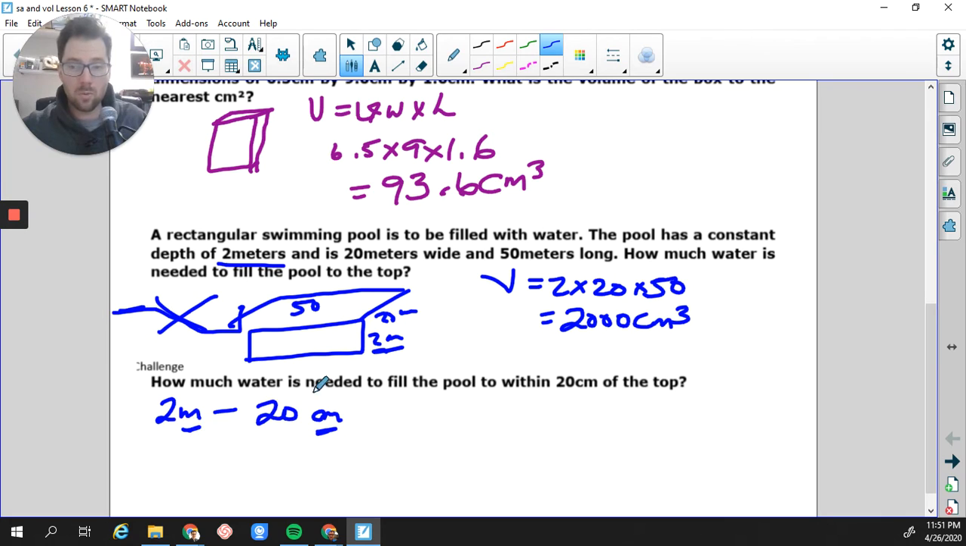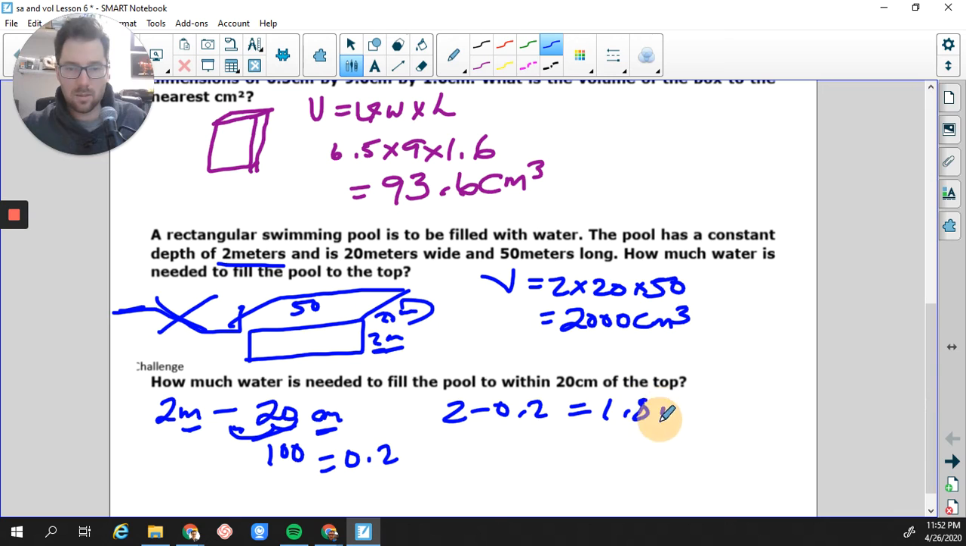We could convert them either way, except all the rest of these are in meters, so it wouldn't make any sense to change 2 meters into centimeters. So we need to change centimeters into meters. We're going to go 20 centimeters divided by 100, and that's going to equal 0.2. Remember, if we divide by 100, we could just slide our decimal over 2 spots. So now we got 2 minus 0.2. That is going to give us 1.8 meters.